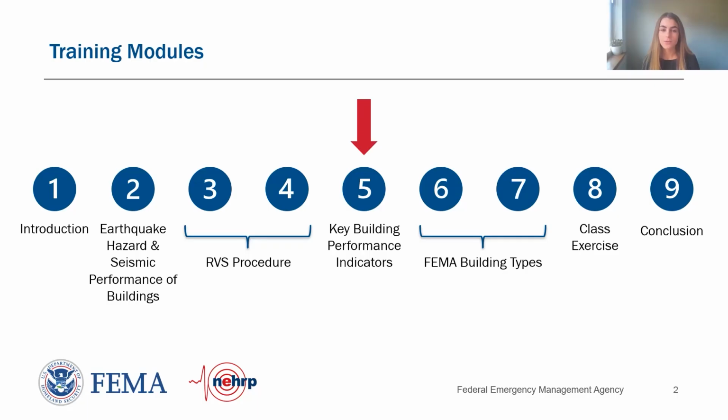So you're watching Module 5 of 9 outlined here. In Module 1, you were introduced to FEMA P-154. Module 2 went over earthquake hazard and seismic performance of buildings. Modules 3 and 4 went through the rapid visual screening procedure itself. This module, Module 5, will go through key building performance indicators. Looking ahead, Module 6 and 7 will go through the FEMA building types. Module 8 will be a class exercise, and Module 9 will be some concluding remarks. With that, Mike, please take us away.